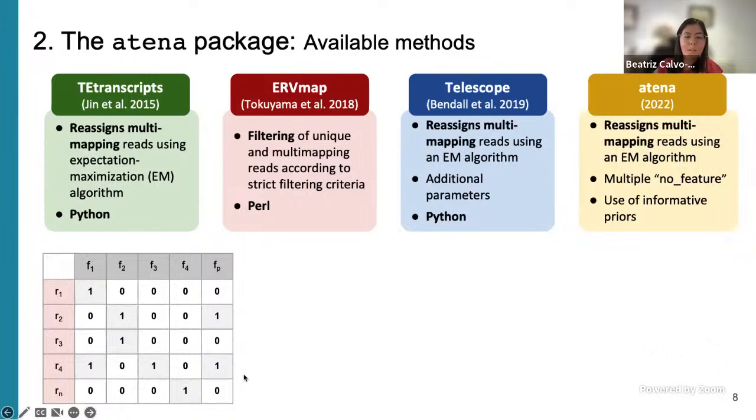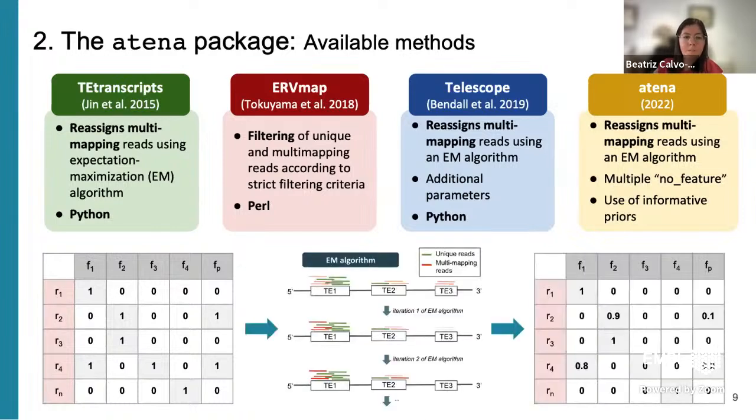So once we have the matrix with the overlaps, each method processes it differently. For example, ERV-map applies some filtering of multi-mapping reads and only counts those passing all filters. Instead, the other 3 methods all use an expectation maximization algorithm to reassign multi-mapping reads.